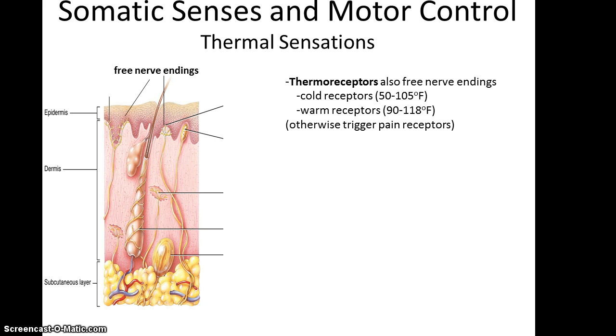You have cold receptors, which detect from 50 degrees Fahrenheit to 105, and warm receptors that detect from 90 degrees Fahrenheit to about 118 degrees Fahrenheit. When you detect temperatures that are below or above this range, then you instead trigger the pain receptors, letting you know that this is too hot or too cold.